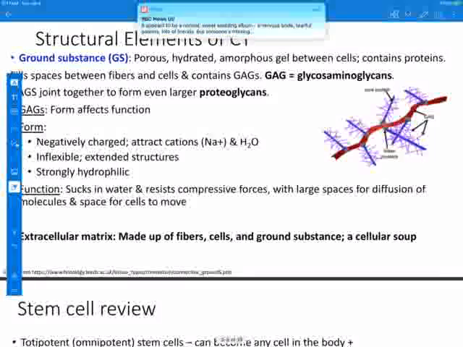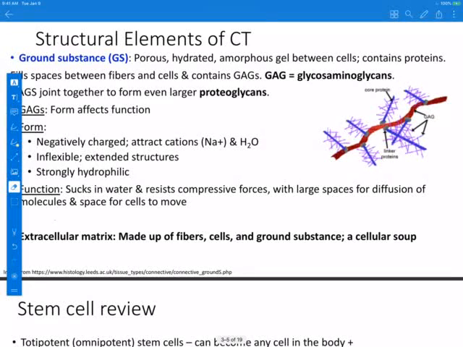In addition to that, its molecular structure gives it the quality of being inflexible. It has long sugar chains that remain extended and they can't really fold up. And then also, it's strongly hydrophilic, which means that it likes water, and it happens to be attracting a lot of water. So basically, GAGs form this matrix that's very much like a sponge. It just kind of sucks up the water, and that's what makes it such a porous, hydrated, transparent gel.